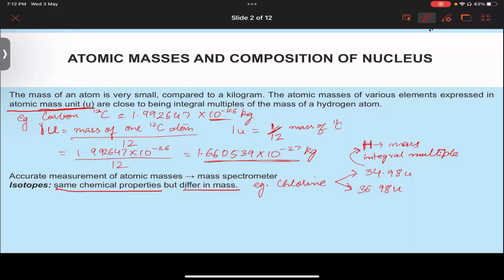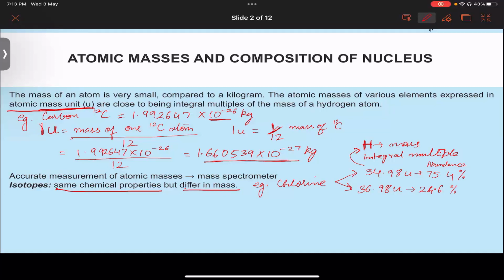And how much is the abundance? Abundance means how often they occur in nature. How often do we find these isotopes? The most abundant one is the 34.98, which is approximately 35. We consider 35 as the average or the atomic mass of chlorine. So this is 75.4 and this is 24.6. These are the abundances of these chlorine isotopes.